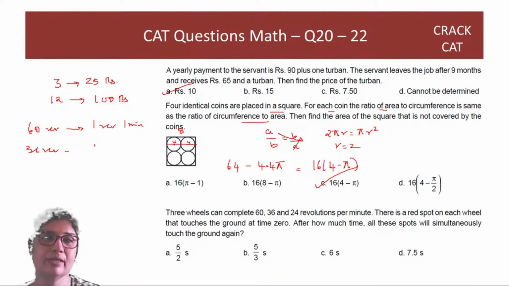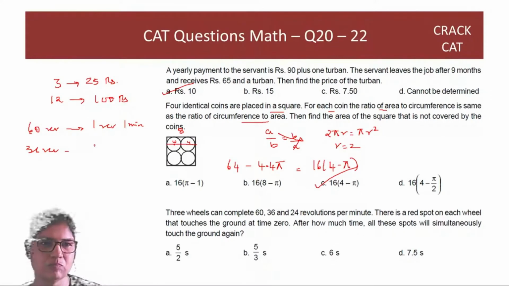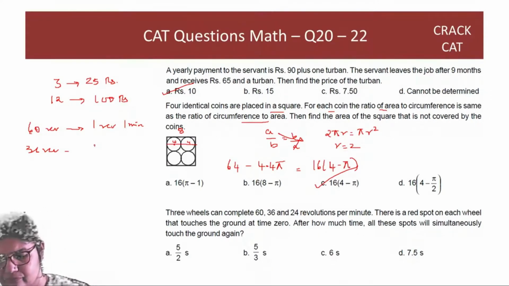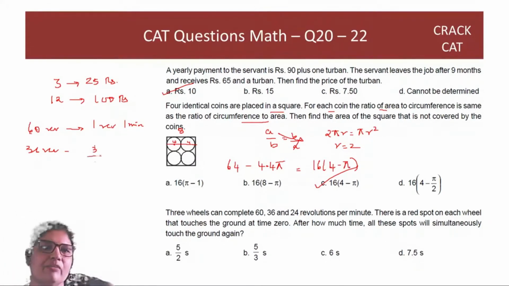that person is doing one revolution in 3 by 5 of a minute. And the one who's doing 24, that is 2 by 5 of a minute.